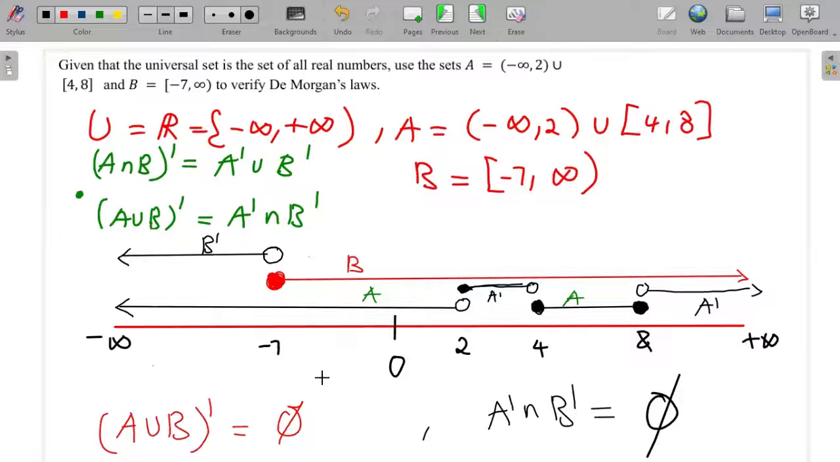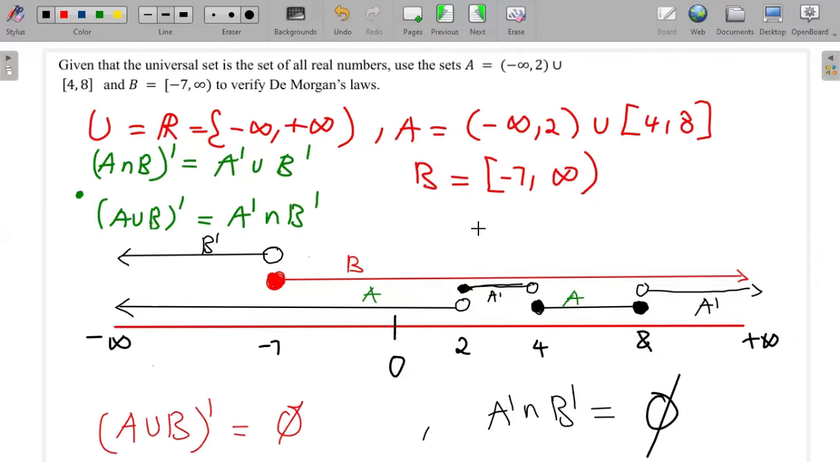Okay, so any questions there? I have a question just on the De Morgan's law. Yes, you may ask. I don't understand how you come up with, like, why on the left-hand side we have A union B complement, and then right-hand side we have A complement intersection B complement. Like how you come up with that?